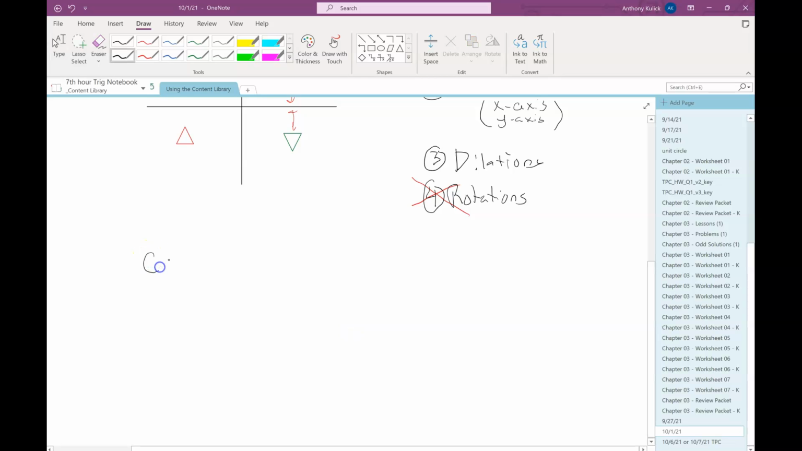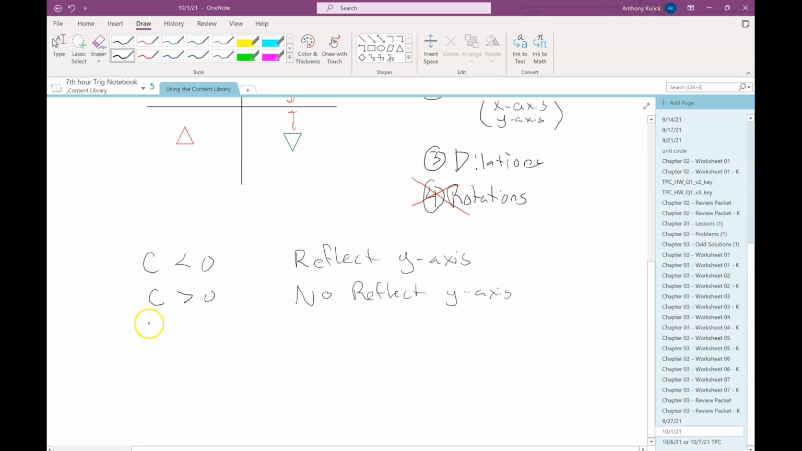So let's say if C is negative, let's start negative, then we have a reflection across the y-axis. And then if C is positive, we have no reflection across the y-axis. The C controls one reflection. Yes? Can I move over there and turn my tablet? Sure.